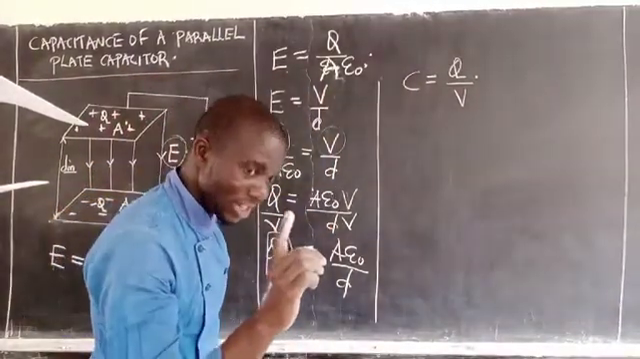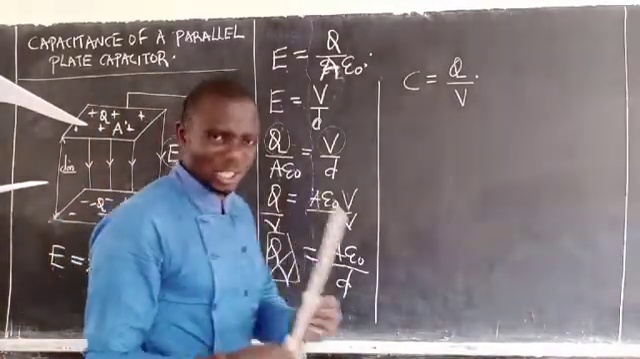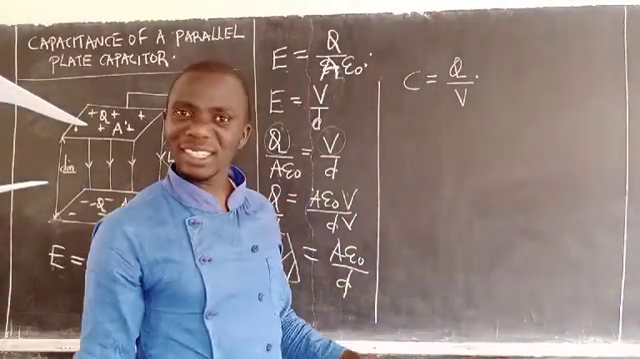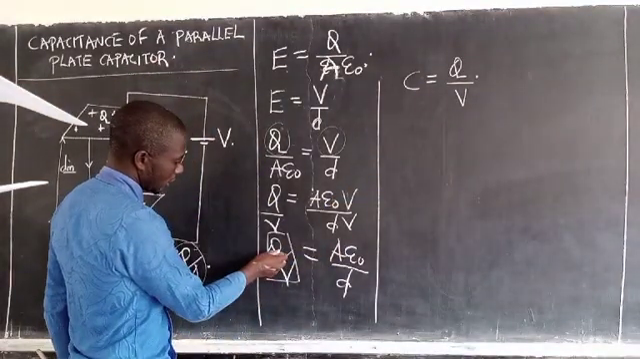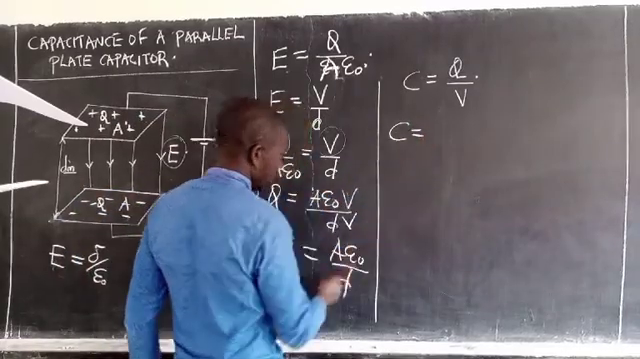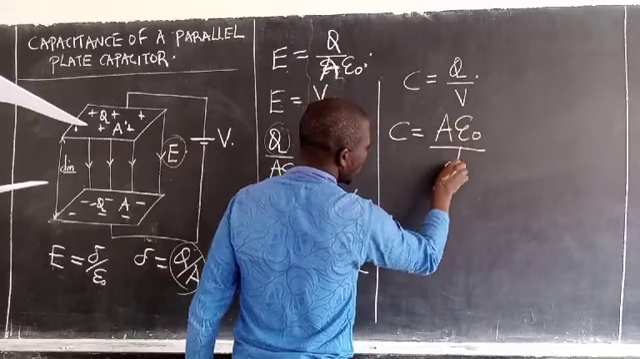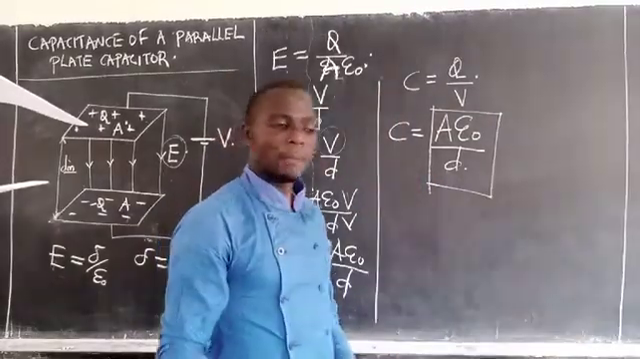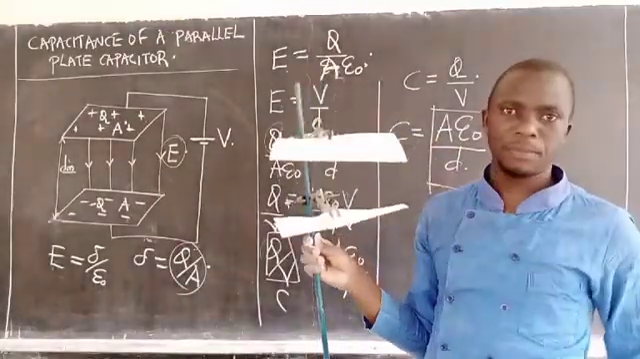From the definition, the capacitance is the ratio of the magnitude of charge stored on each of the capacitor plates to the potential difference across them, which is our V. Therefore, capacitance equals A epsilon naught over d. That is the capacitance of a parallel plate capacitor like the one we have here.